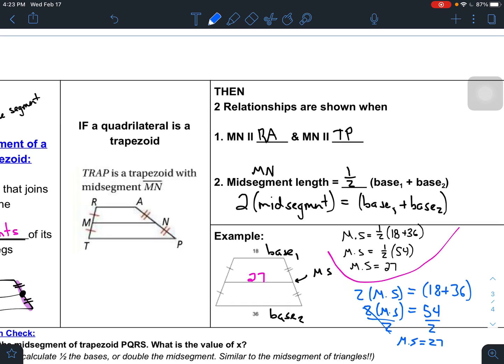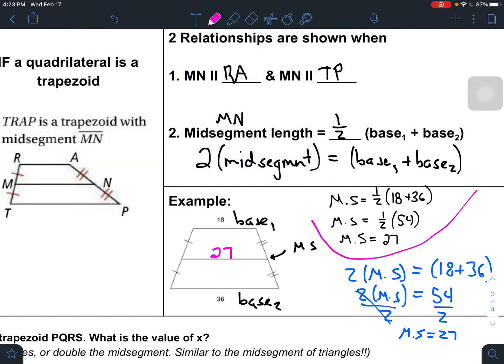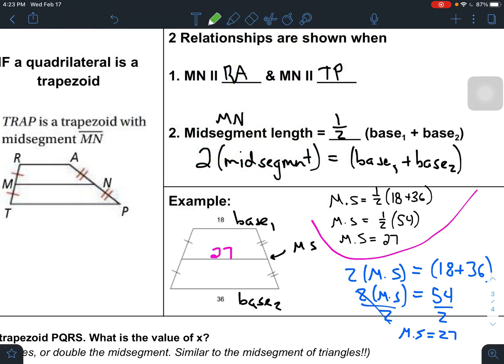And another way to check is the mid-segment, the middle segment, is half the sum of the two bases. But I also want to point out, check this out, just a really cool way of checking your problem. Think about what is the length here and compare it to the midsegment. It looks like it is 9 more than the midsegment.